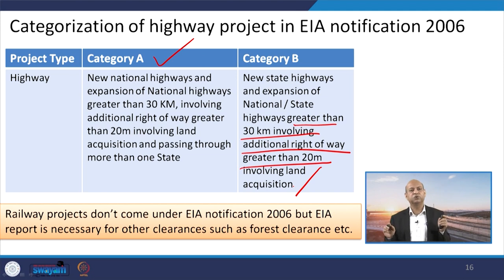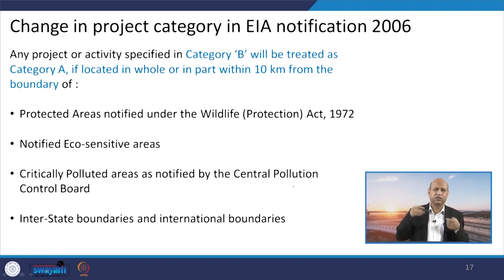Railway projects do not come under the EIA notification of 2006, okay, but an EIA report is necessary for other clearances such as forest clearance or other related clearances. Otherwise, these are not treated the same as other highways or airports, etc. So this is given some relaxation because of its role in our goods and services to the passengers.